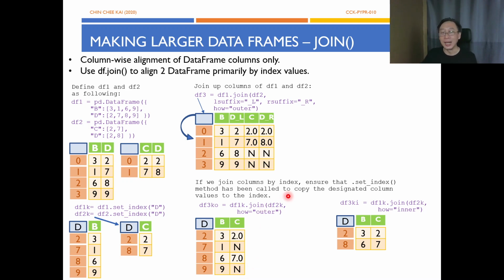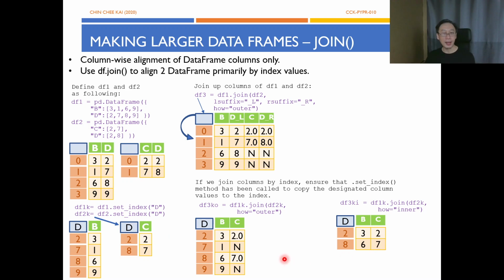Let's try the same thing quickly with inner join. Everything is the same. We are going to look at the dot index labels, the intersection of 2, 7, 8, 9 and 2, 8. So we will look at 2 and 8. For the first column B, the 2 has the row 2, value 3, and 8, value 6. So 3, 6. And for C, the df2k is quite easy because we just copy.